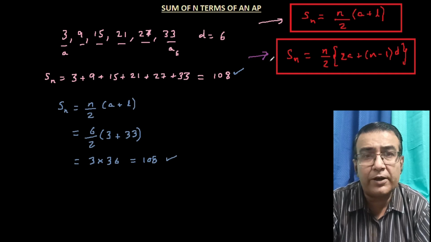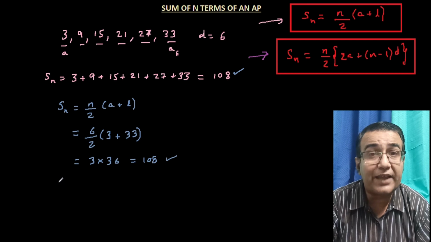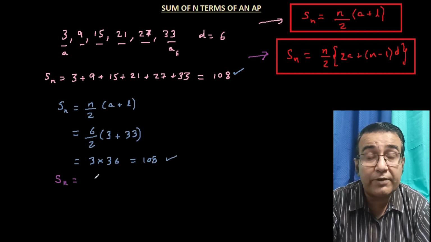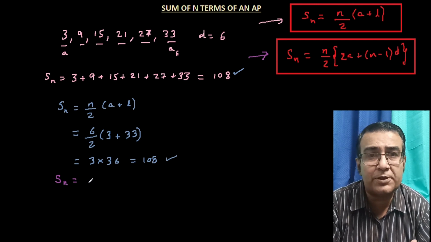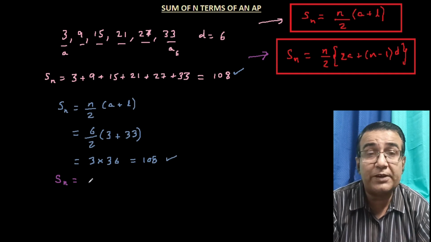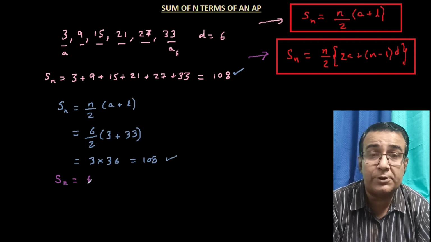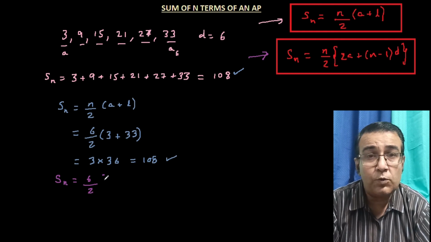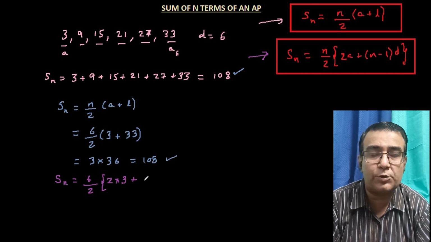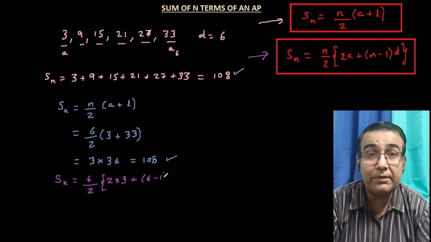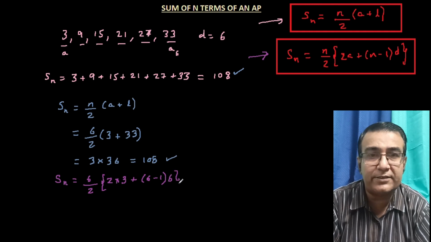What about the second formula? Does that work or not? Let's try that formula also. We write the sum of n terms and substitute the values straight away. Because we are finding the sum of 6 terms, n is equal to 6, so we get 6 over 2 times 2a. Since a is 3, we get 2 times 3 plus n minus 1. Now n is 6, so it becomes 6 minus 1 times d, the common difference, which is again 6.